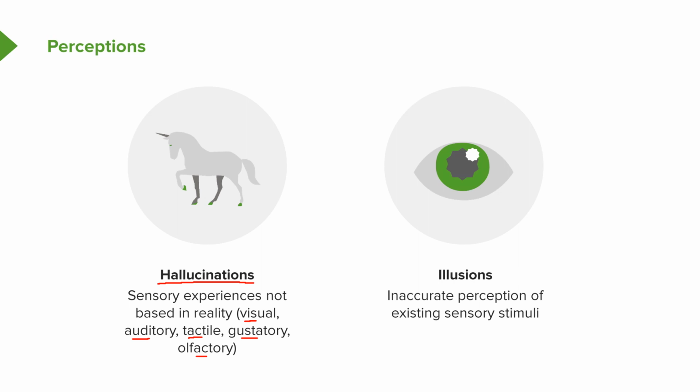Another perceptual abnormality is called illusion. This is an inaccurate perception of existing sensory stimuli, and it's important to note that the type of stimuli is important.